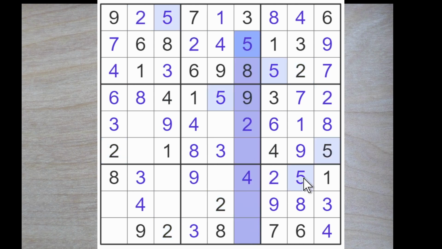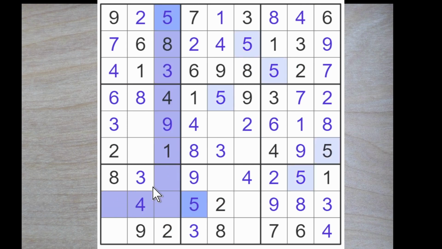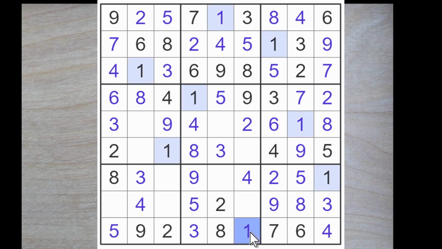5 blocks down, 5 blocks across, so here's a 5. Blocking across, blocking down, 5 here. Here we can only place a 1. And this 1 blocks over while this blocks down, so here's a 1. We know that these have to be a 6 and a 7, so we are not concerned with them just yet. But I think we'll solve them pretty soon.